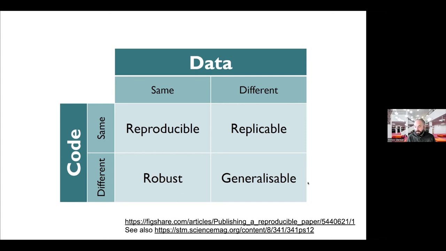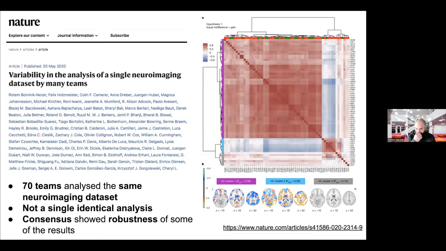And the last one is where physics is, maybe the only discipline that is there. Different data sets and different methods still give you a generalizable finding, a concept that you can almost write down as a formula, so that given the data you can really predict the outcome. As an example, I was one of the 70 teams that analyzed some brain imaging data.